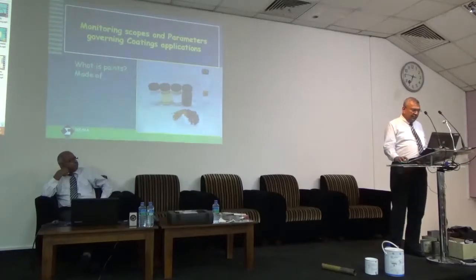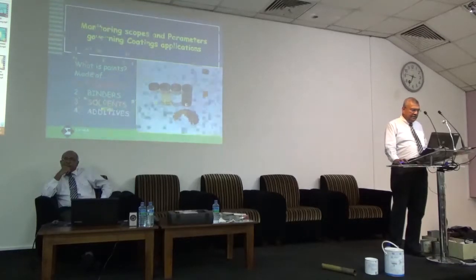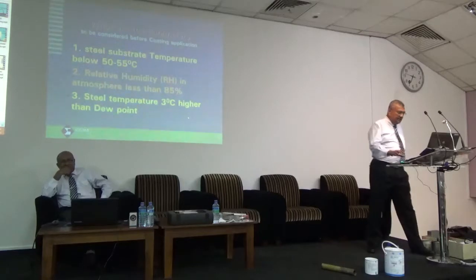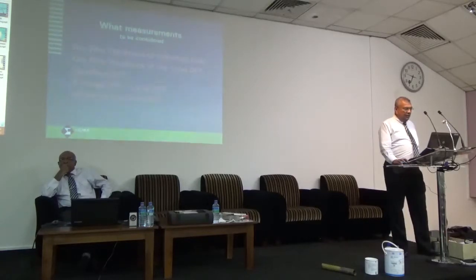So, trying to continue, I will just jump off this one. Now, we discussed last time that paints are made out of four components: the pigments, binders, solvents, and additives. We also talked about the steel temperature should be less than 50 degrees centigrade. The relative humidity should be less than 85%, and the steel temperature should be 3 degrees centigrade higher than dew point. So we also learned dry film thickness. We talked about it later.